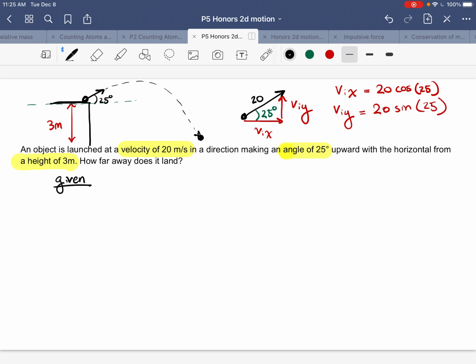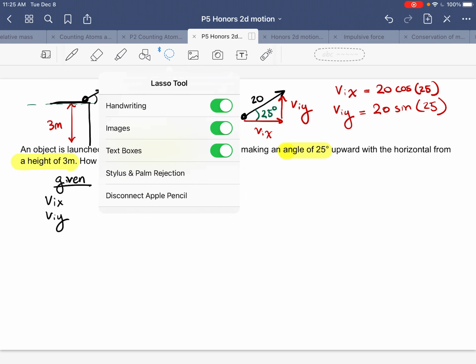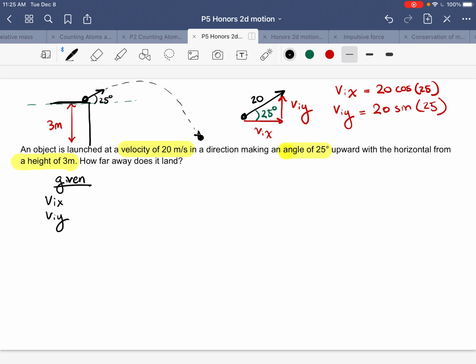So let's go ahead and make a list of what we're given. I'm given the initial x velocity and the initial y velocity, which we have written out up here. I know the height is 3 meters, so that makes delta y actually a negative 3 meters, because it actually has to fall 3 meters from here to the floor. So delta y is going to be negative 3. I know that for any projectile, the acceleration in the y direction is negative 9.81.